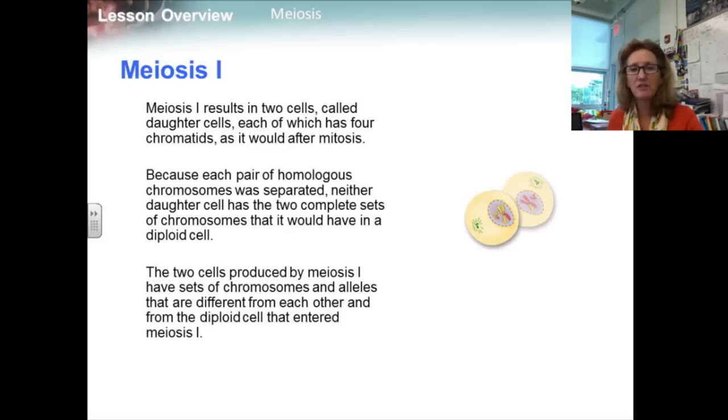Because each pair of homologous chromosomes was separated, neither daughter cell has the 2 complete sets of chromosomes that it would have in a diploid cell. The 2 cells produced by meiosis 1 have sets of chromosomes and alleles that are different from each other and from the diploid cell that entered meiosis 1. So you have different kinds of chromosomes.